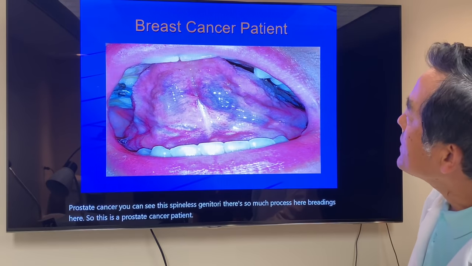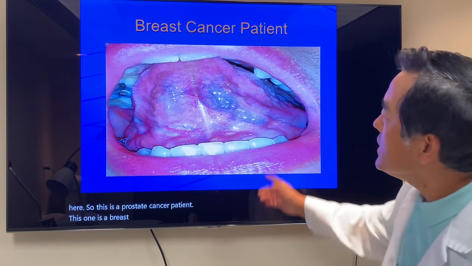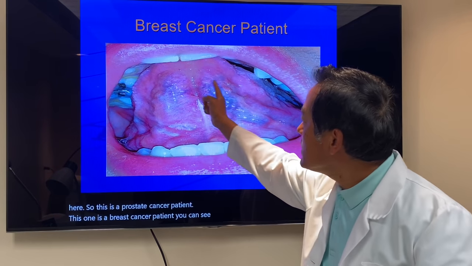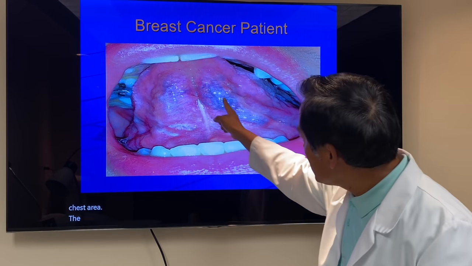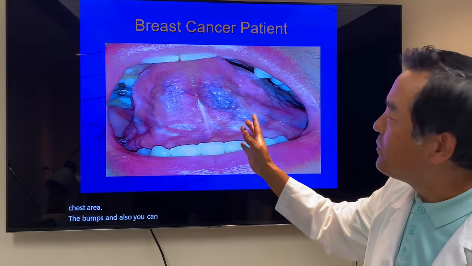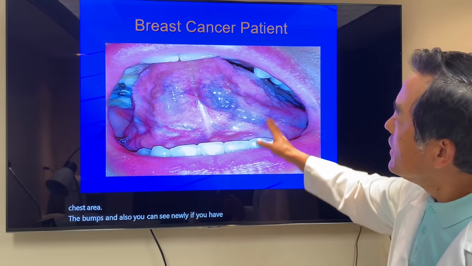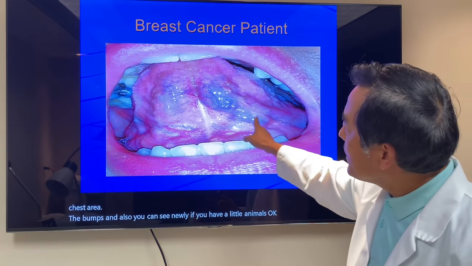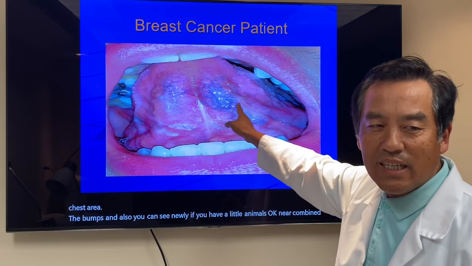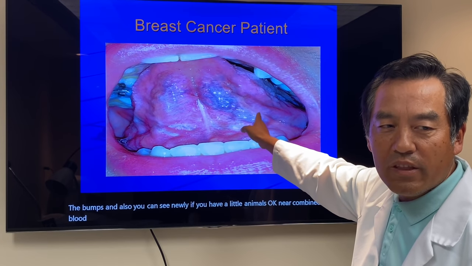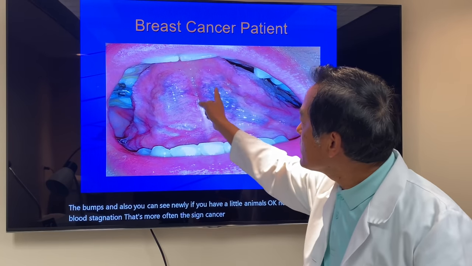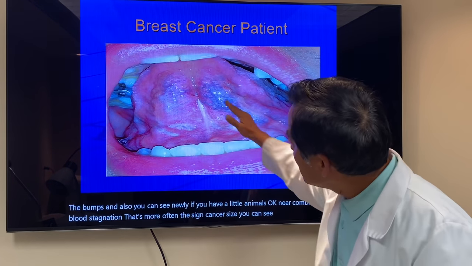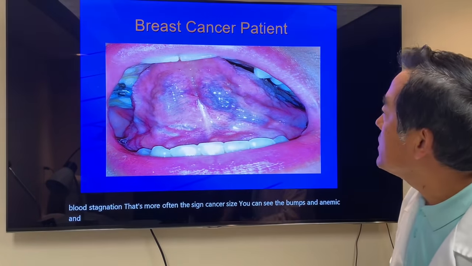This one is a breast cancer patient. You can see this patient is anemic. You can see in the chest area, the bumps. And also, usually a little bit of anemia is okay, but anemia combined with blood stagnation is more often the sign of cancer. Okay, you can see the bumps and the anemia and the sluggish circulation in this patient.